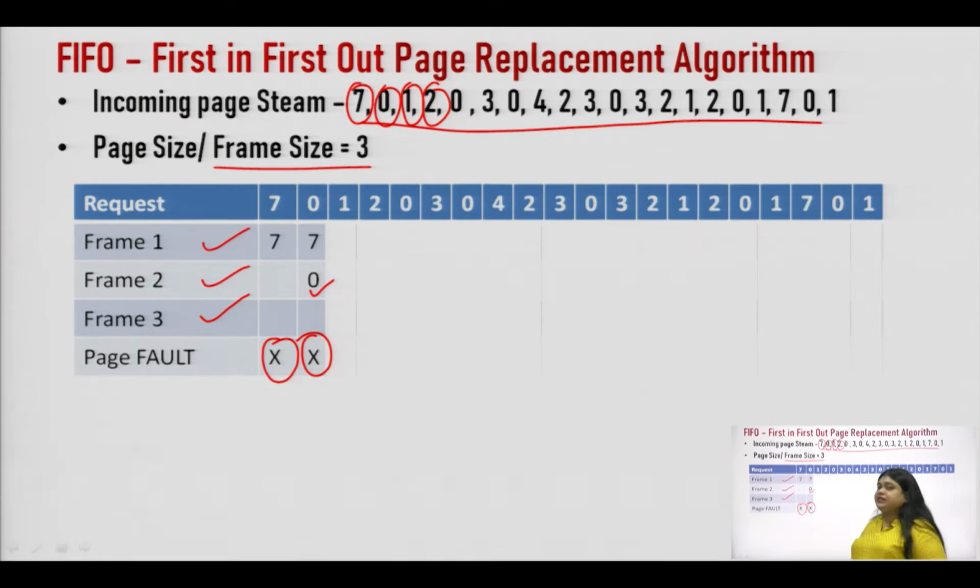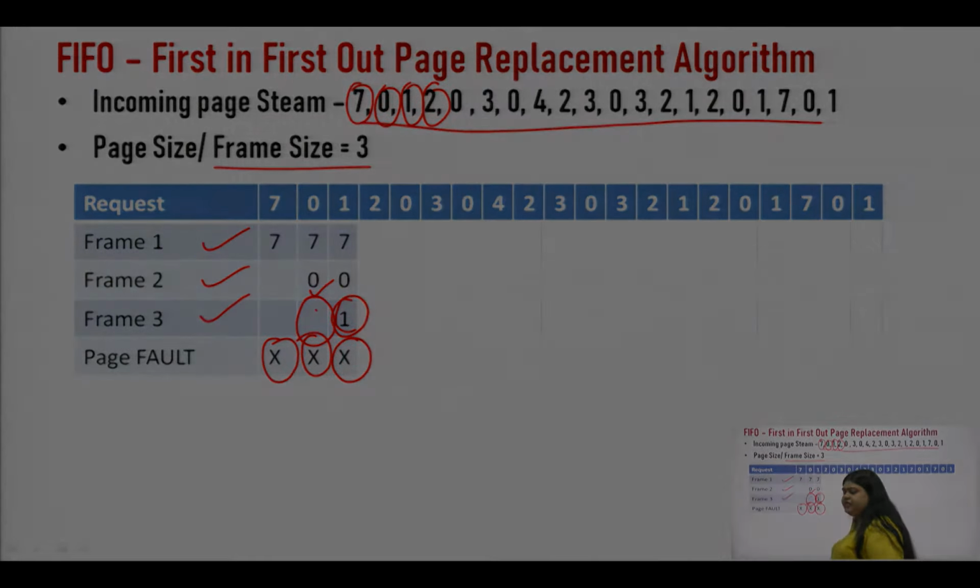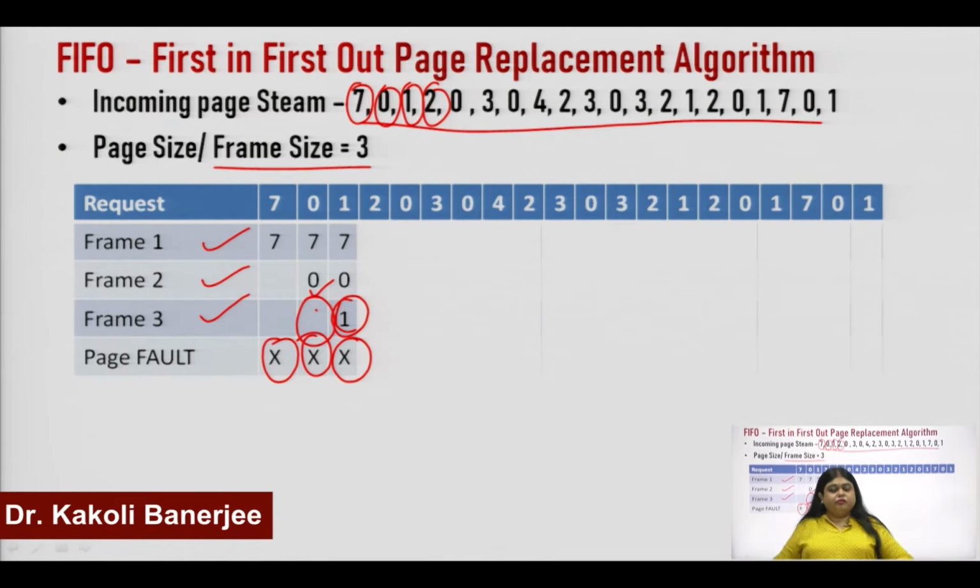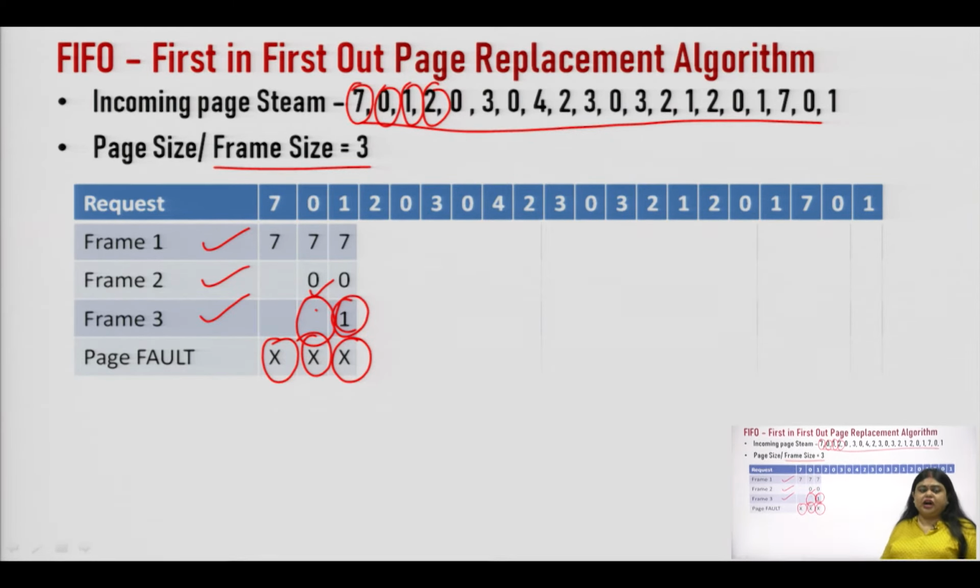Next requirement is 1. 1 frame is still empty. So, what we can do is easily this one page number 1 can be brought into this particular empty frame. So, you can see this 1 got into the empty frame and there was a page fault. Now, till here everything was okay. Why? Because we had free space and we have brought our pages into those free frames.